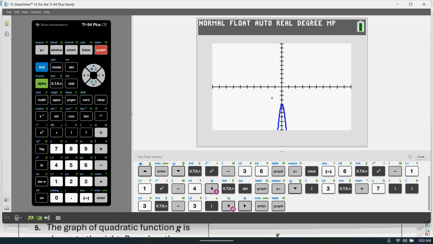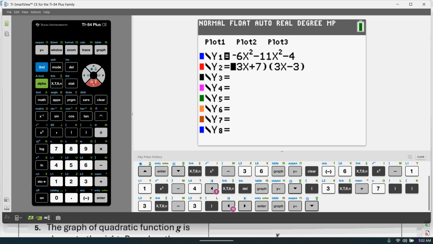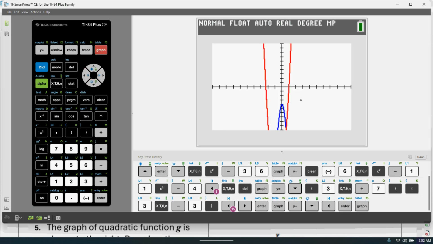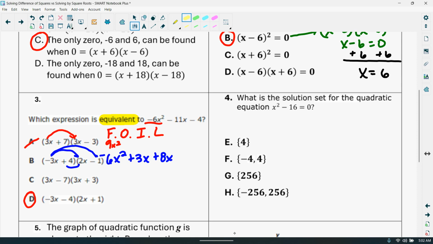We have no solutions here because it doesn't touch the x-axis, but we don't need that. We just need to see if it's the same. It's going to give me the same graph. So if I go to the first answer choice and turn it on and graph it, no, they didn't overlap. They're not on top of each other. So that tells me it's not an answer and not a solution. So you can use your graphing calculator to help you problem solve, okay?